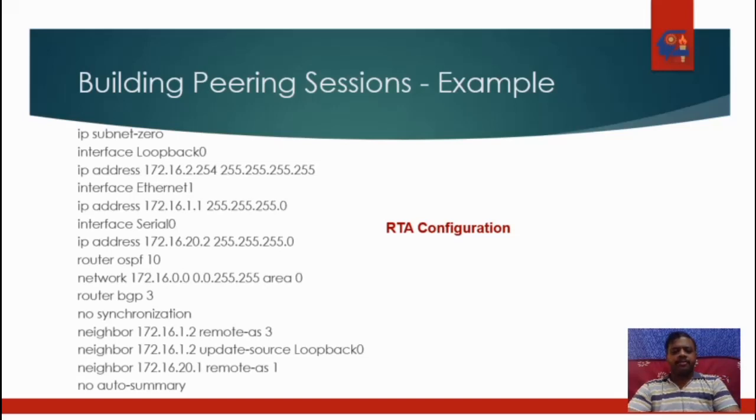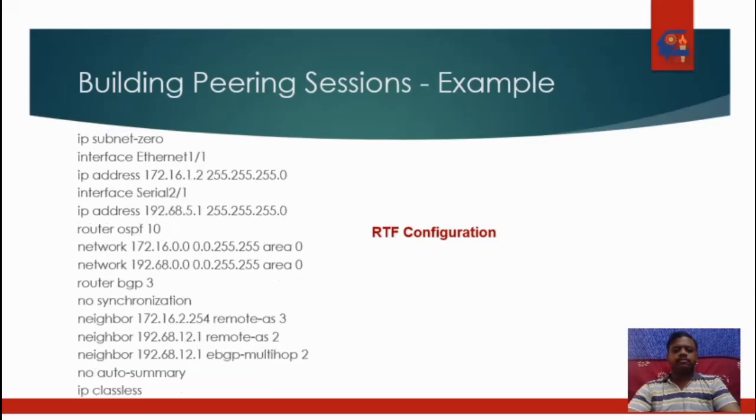Update source interface. This command, when associated with the BGP neighbor statement, specifies the interface to be used as a source IP address of the BGP session with the neighbor. In RTA's configuration, for example, the second neighbor statement indicates that loopback 0 is to be used as a source IP address. This shows the RTF configuration.